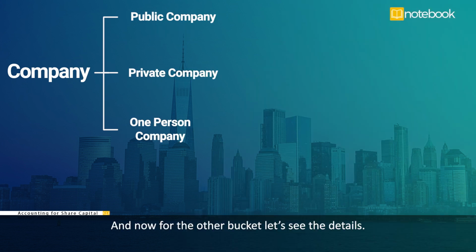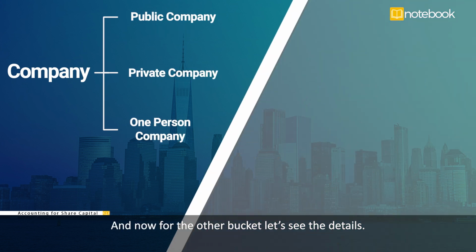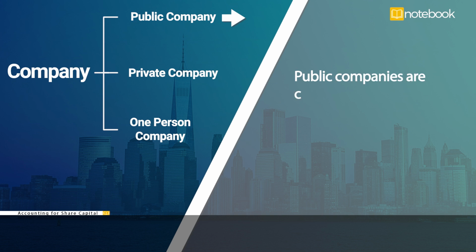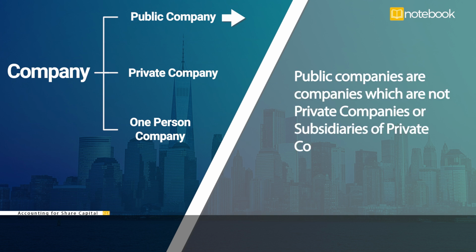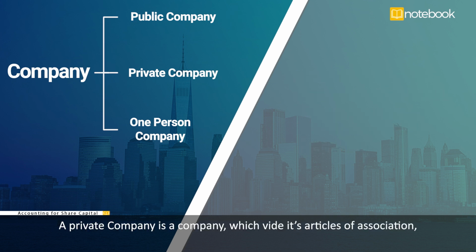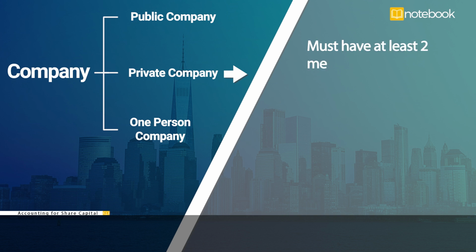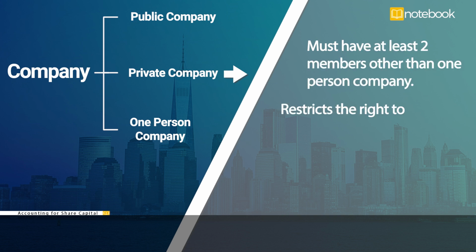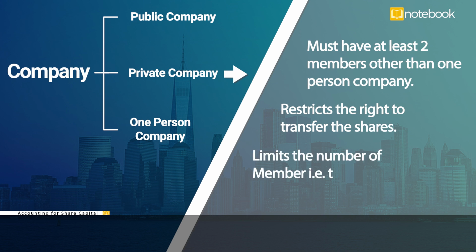And now for the other bucket. Let's see the details. Public companies are companies which are not private companies or subsidiaries of private companies. A private company is a company which, via its articles of association, must have at least 2 members other than one-person company, restricts the right to transfer the shares, limits the number of members, that is, the shareholders, to 200.